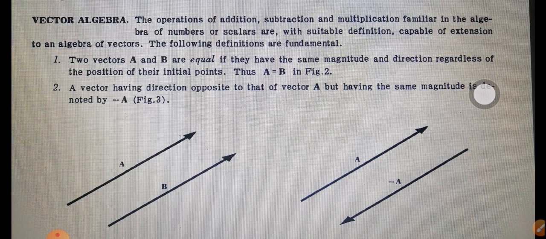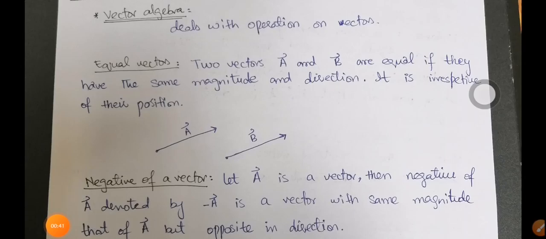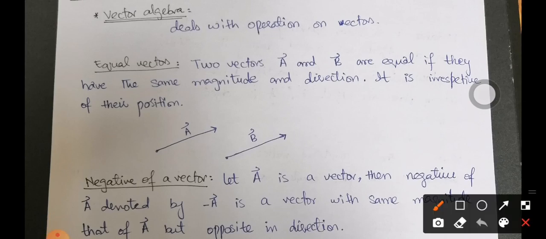So we are just going to add the vectors, subtract the vectors, and we will see how we can multiply a vector and a scalar, which is also named scalar multiplication. So here we have some basic definitions related to vector algebra. Vector algebra deals with the operations on vectors. The first definition we are going to discuss is about equal vectors.